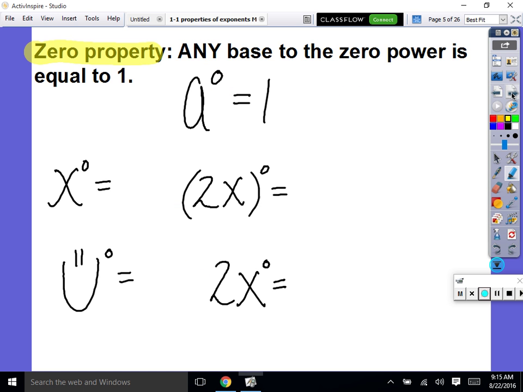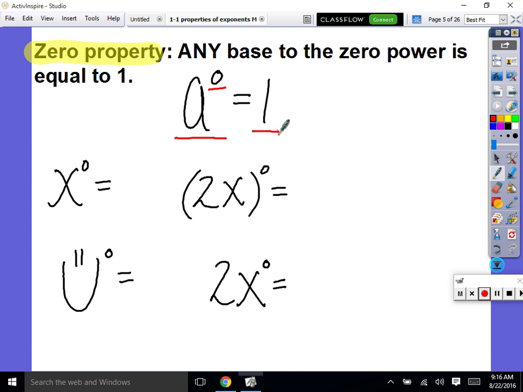Okay. So here's our first property of exponents. If you need to take notes, grab a piece of paper. The first property of exponents is the zero property. The zero property says any base raised to the zero power is equal to 1. Any base raised to the zero power is equal to 1.